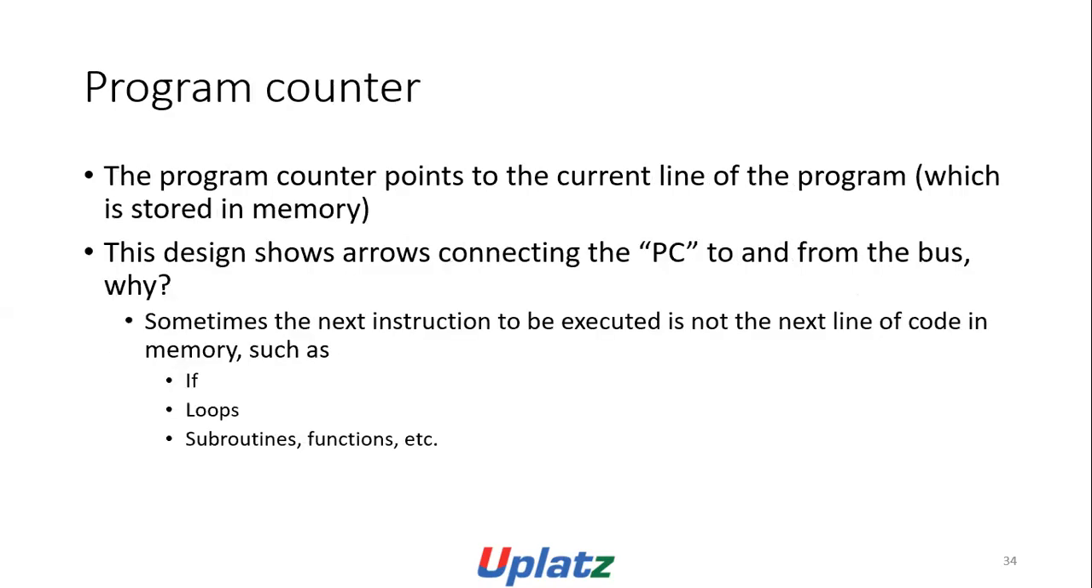Program counter. The program counter points to the current line of the program, which is stored in memory. This design shows arrows connecting the PC to and from the bus. Sometimes the next instruction to be executed is not the next line of code in memory, such as in subroutines, functions, etc.